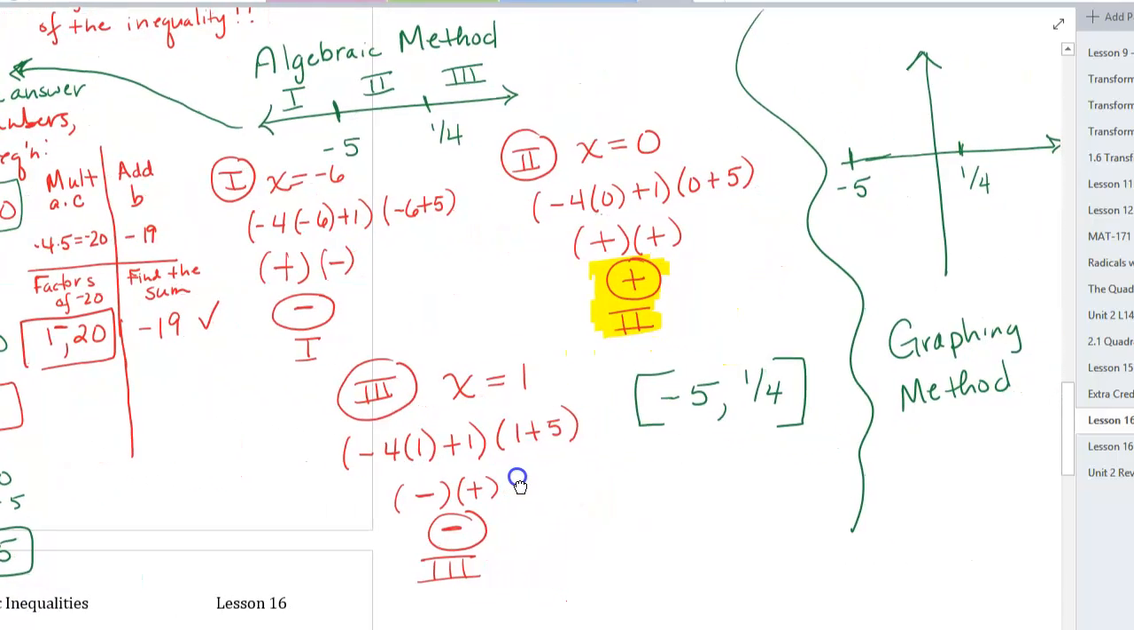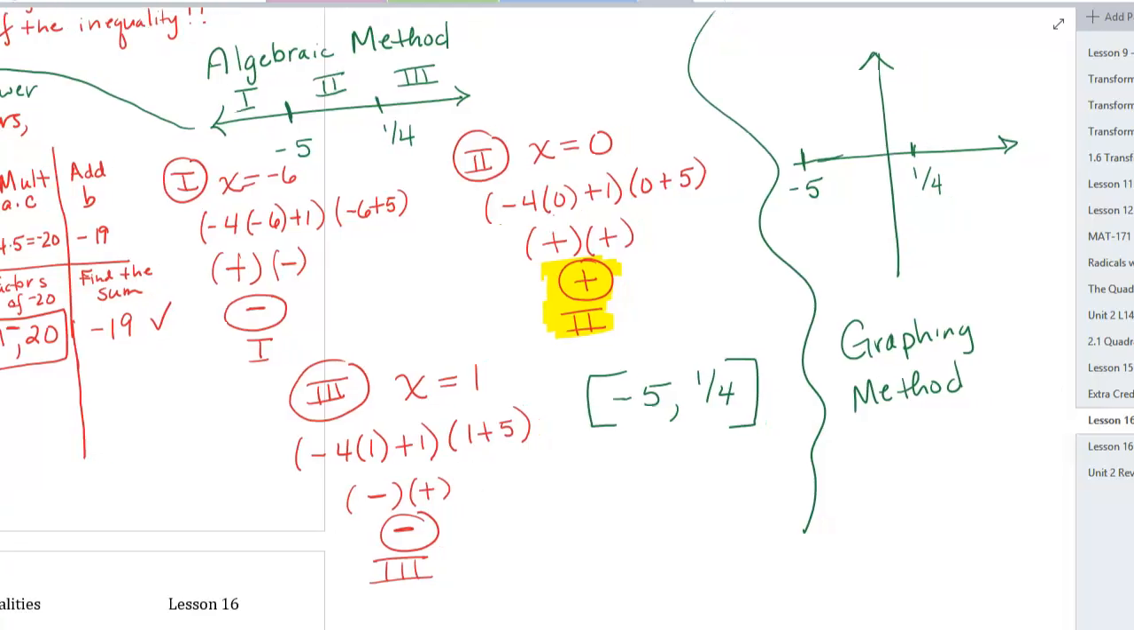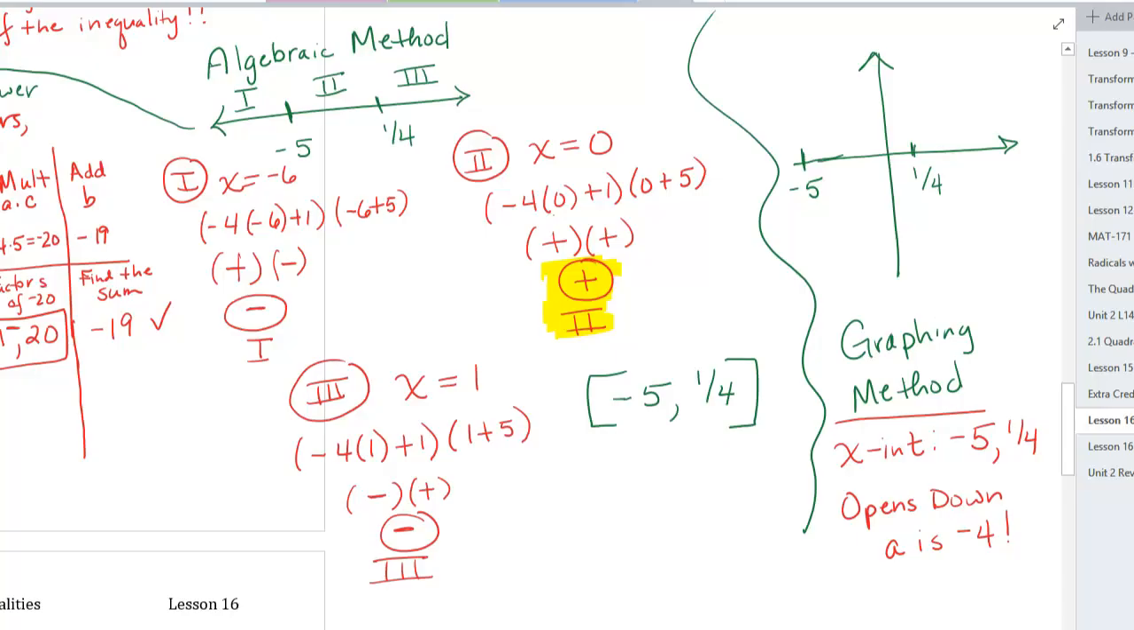Now I need to know, does this parabola open up or down? And so let me just jot these x-intercepts we found to be -5 and 1/4. And the parabola actually opens down because A is -4. And remember, if A is negative, the parabola is going to open down. So the parabola is going to do, let me draw that a little better, something like this.